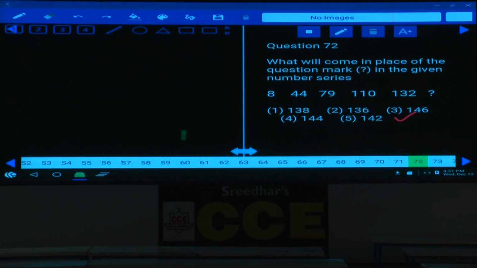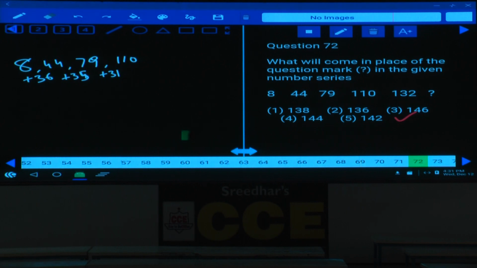Then question number 72. Now tell me what is the answer here: 8, 44, 79. If you observe here, the numbers are increasing at a smaller rate. 8 and 44, what is the difference between these two? Plus 36. And 44 and 79, the difference is plus 35. The next difference, 79 and 110, is 31.